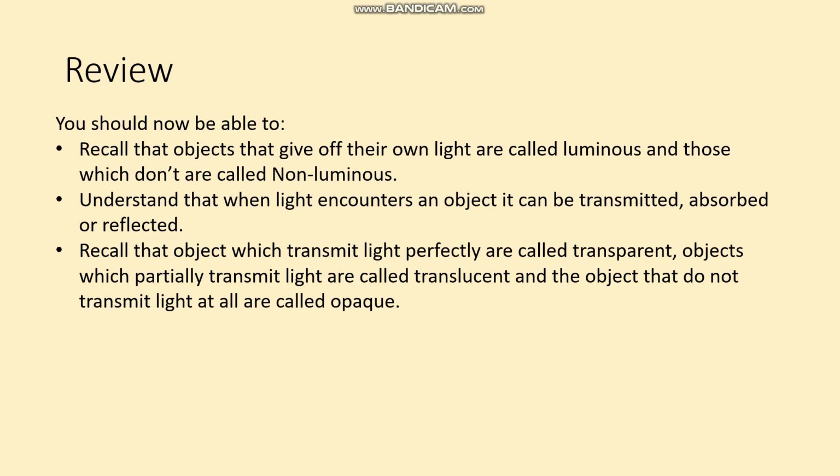Okay, so you should now be able to recall that objects that give off their own light are called luminous objects, and those which don't are called non-luminous or reflectors. You should understand that when light encounters an object, it can be transmitted, absorbed, or reflected, and you should be able to recall that an object which transmits light perfectly is called a transparent object. Objects which partially transmit light are called translucent, and objects that do not transmit light at all are called opaque.